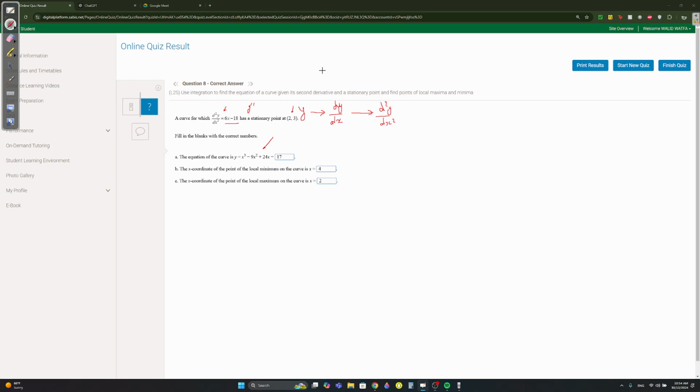So we want to go back all the way to y. And to do that, you can't do it in one step. You have to integrate once, then integrate twice. Let's start with d squared y. It's 6x minus 18 dx, integrate, let's see.